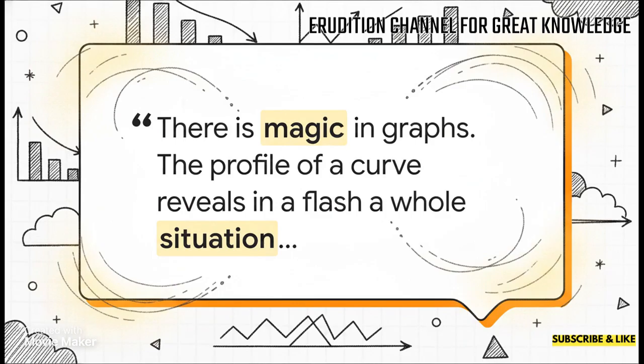Henry D. Hubbard, the creator of the periodic table of elements, once said something that really hits the nail on the head. He noted, "There is magic in graphs. The profile of a curve reveals in a flash a whole situation, the life history of an epidemic, a panic, or an era of prosperity." It's so true, right? A simple curve informs the mind, awakens the imagination, and ultimately it convinces.